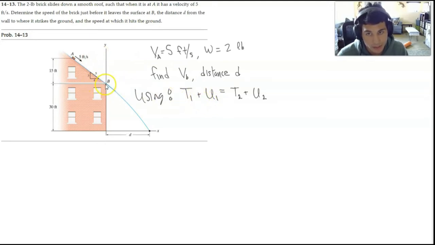Then at this point exactly, it's going to have purely kinetic energy and no potential energy. Okay, so let's put all the words into writing.